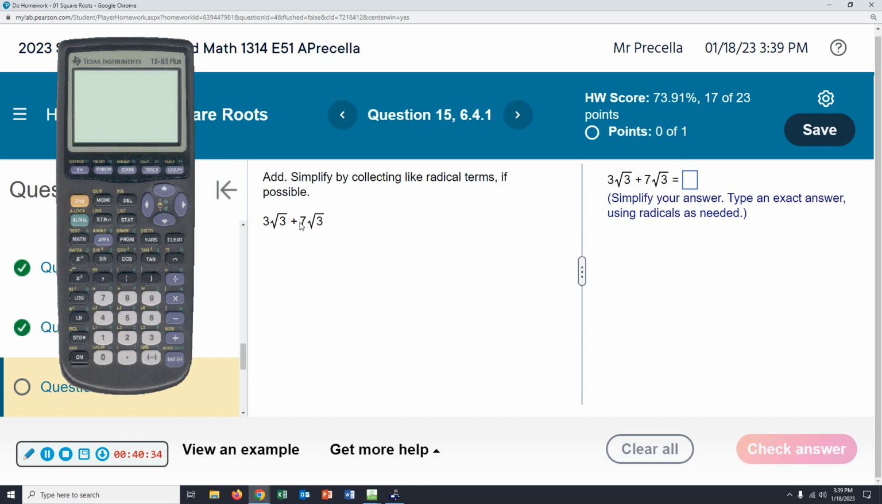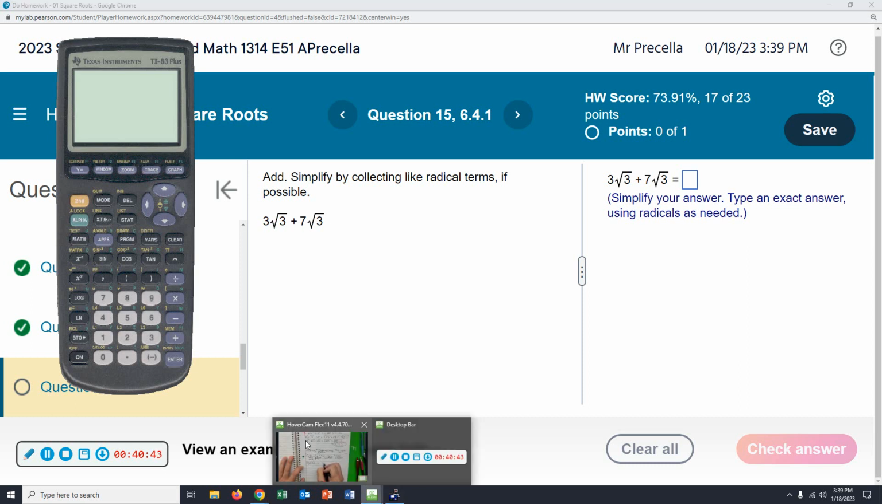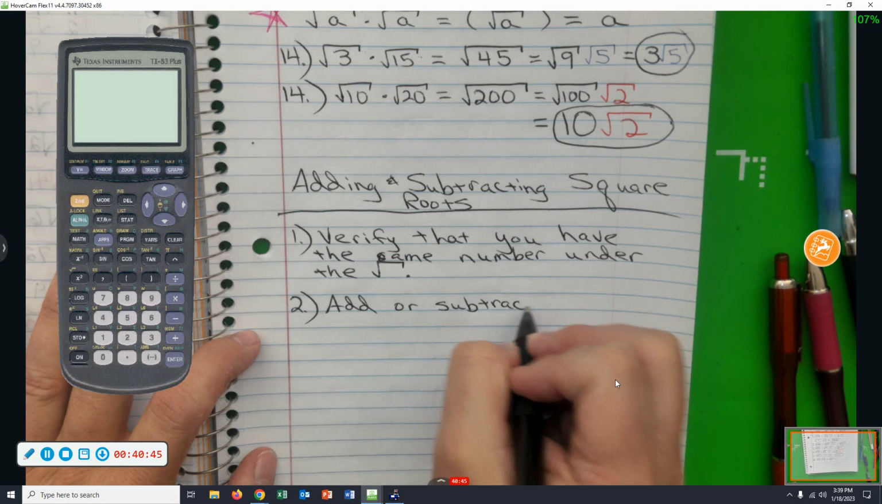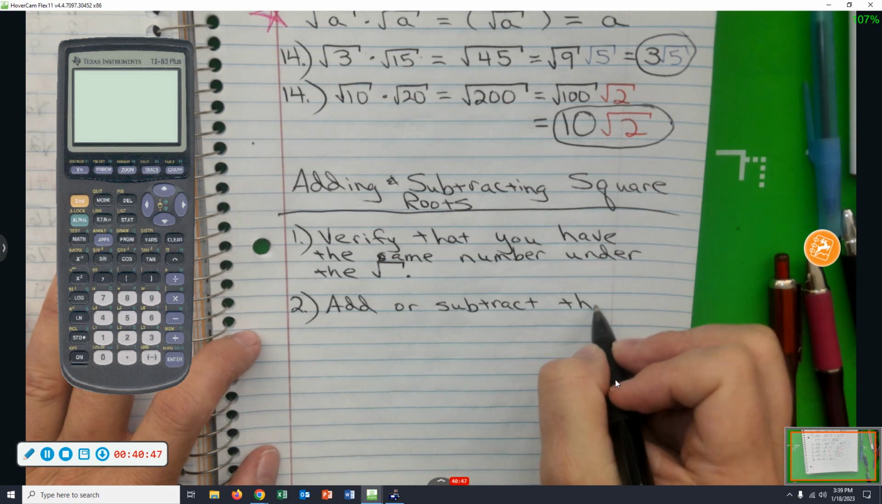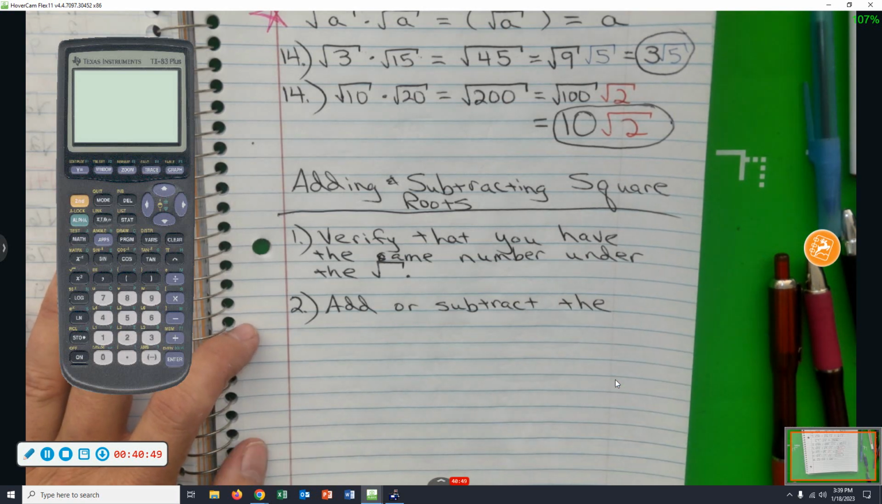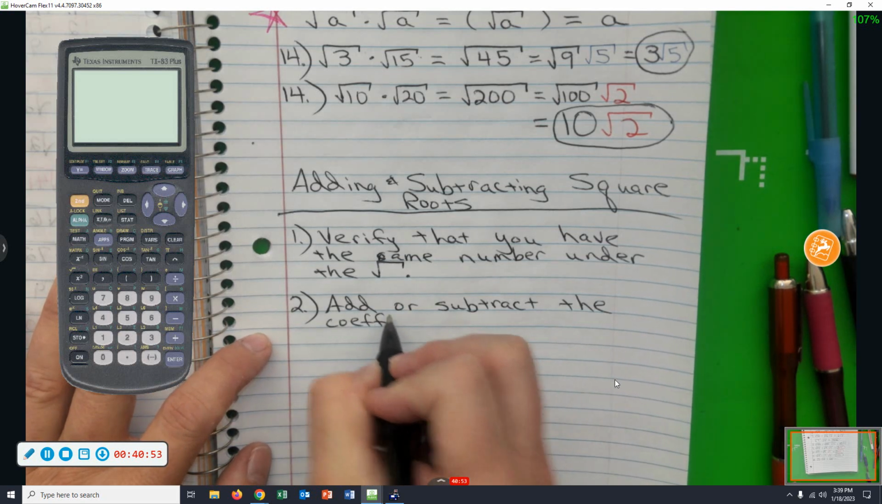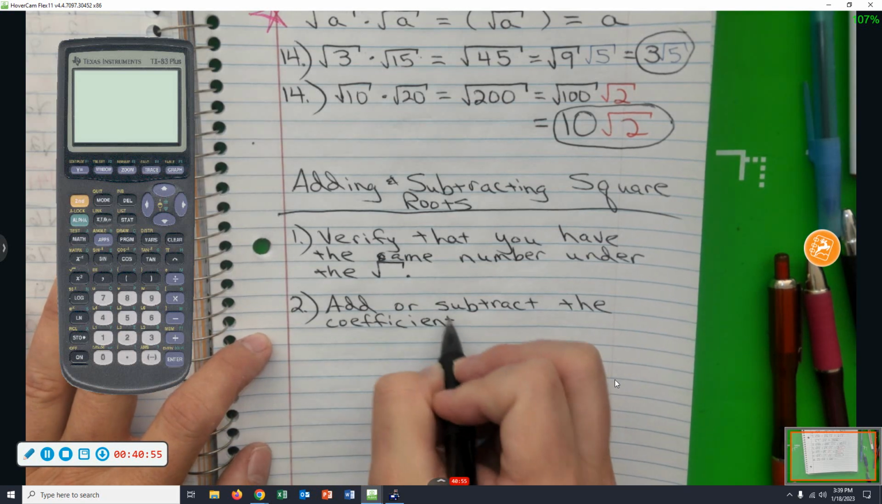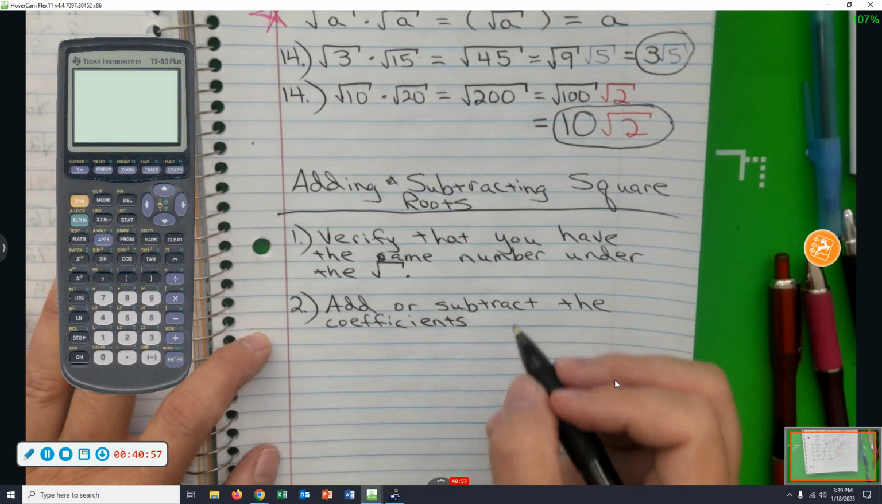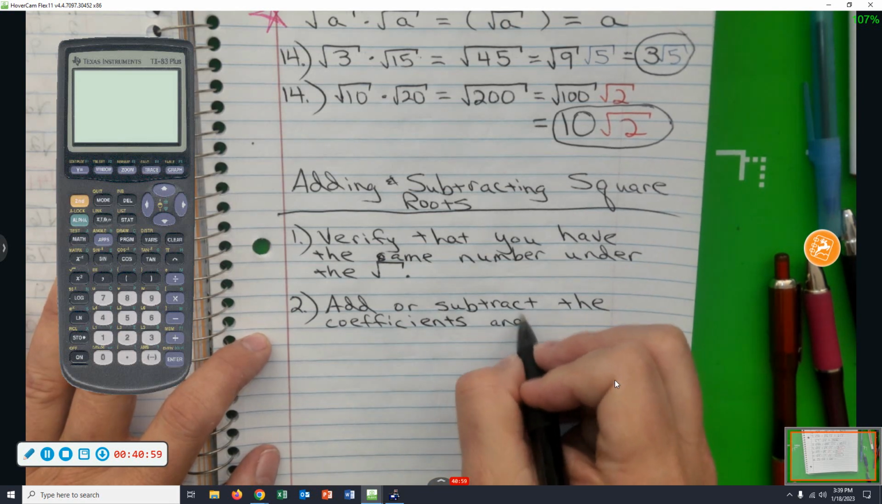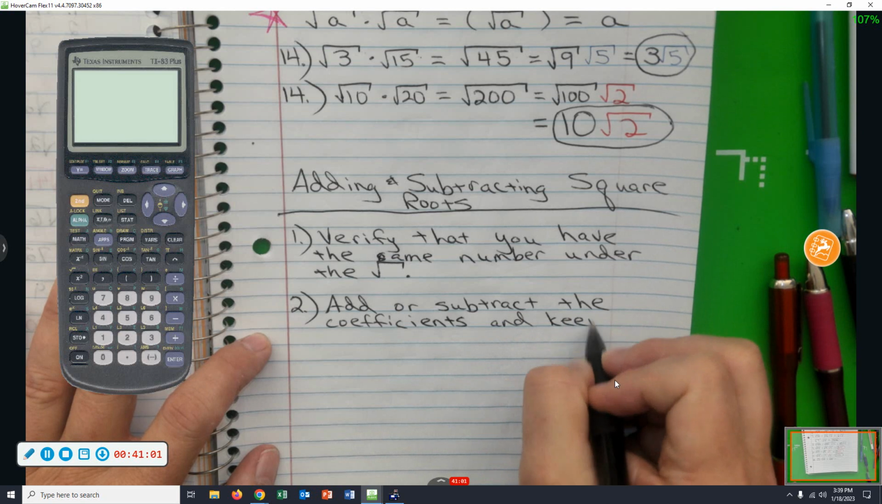The 3 and the 7, those are the coefficients. Sometimes students would tell me, I can do this problem without writing it down. Let's finish looking at the sentences. Whether it's addition or subtraction, you add or subtract the coefficients and keep the same radical part. Keep the same square root.